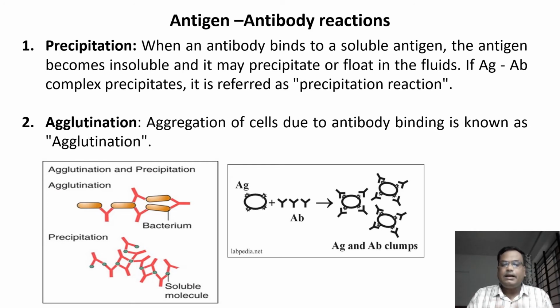When the bacteria are clumped together, that condition can be considered as agglutination. Here also, the bacteria lose their pathogenicity. The bacteria become neutralized. Once the bacteria are neutralized by agglutination, then they can be destroyed by the further processes.